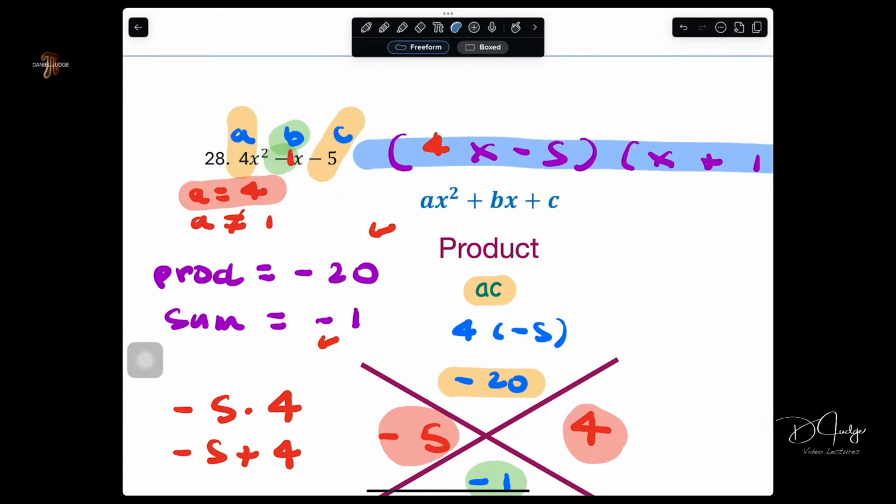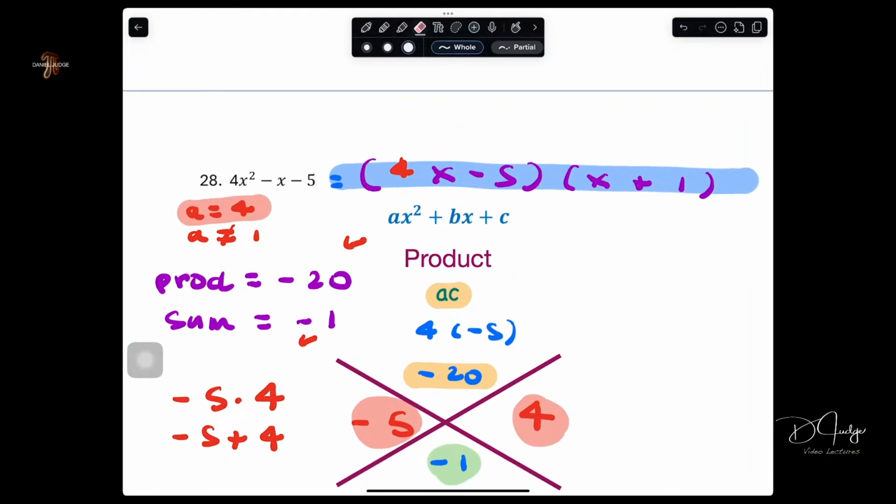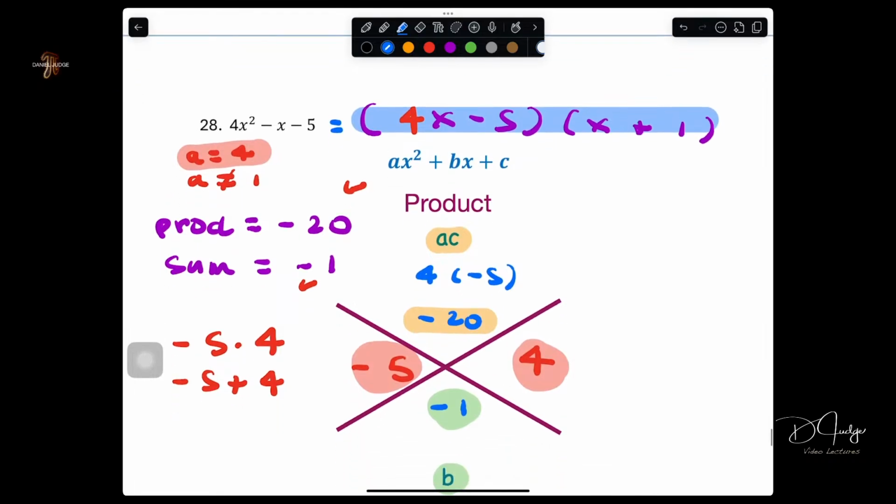So I hope you guys enjoyed this demonstration, this review of the crisscross method. It's a review of factoring. Put that 4 a bit lower there, and there you go. So ladies and gentlemen, take care. I'll send this to you. Have a great day.